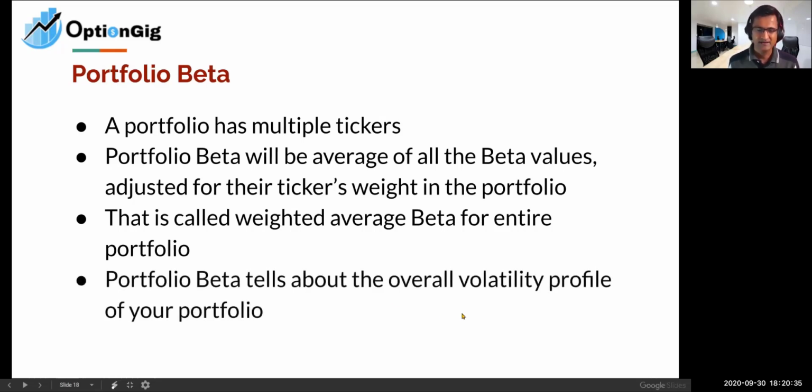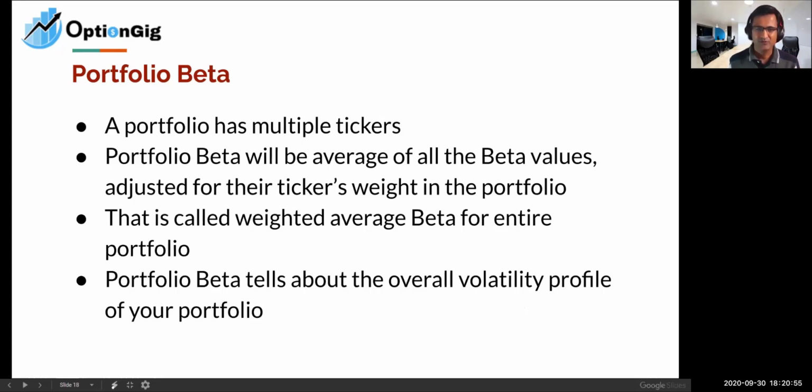And now if that is greater than 1, it means it's more volatile. So that will tell you the overall volatility profile for your portfolio. How volatile could your portfolio be as compared to the market?